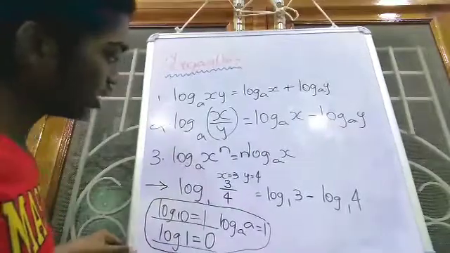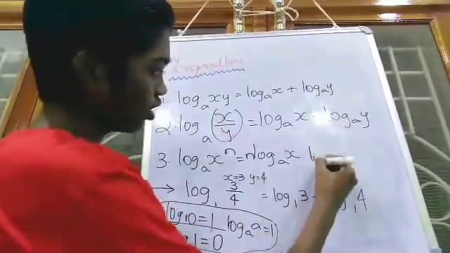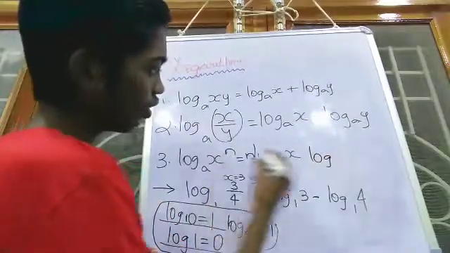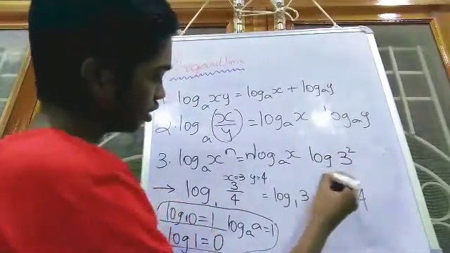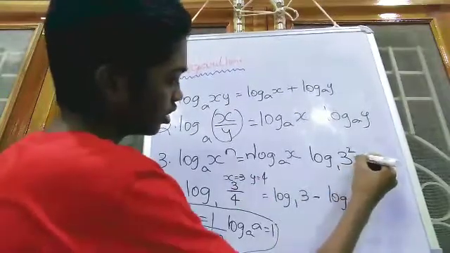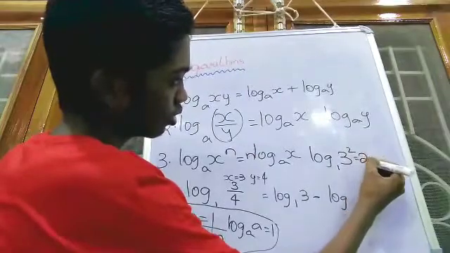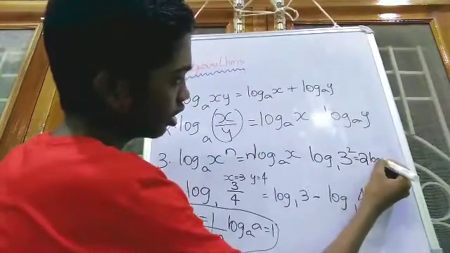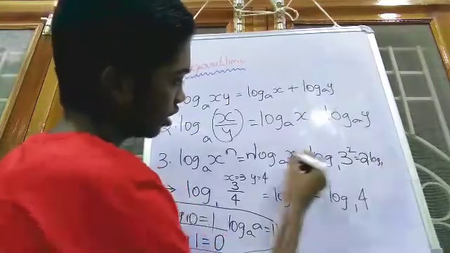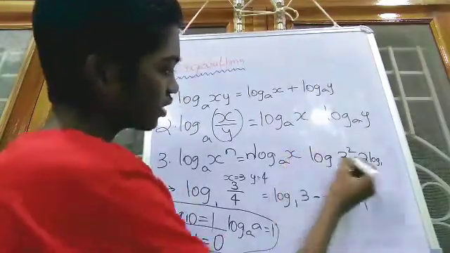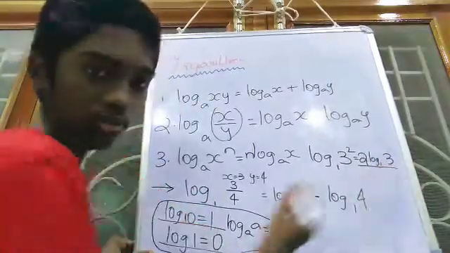And for another identity, let us take an example, log x to the power of n. Let us take x as 3, let us take n as 2. 3 square to the base a is equal to n, n means 2, 2 log x to the base a. Here we took x as 3. 2 log 3 to the base a.